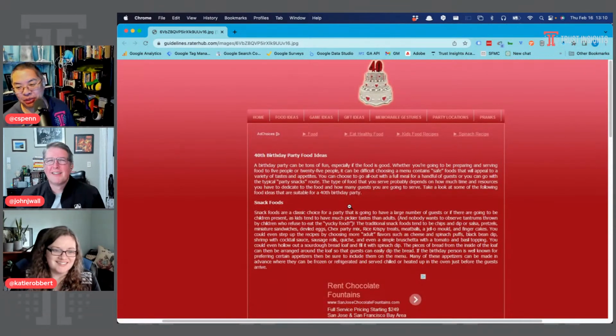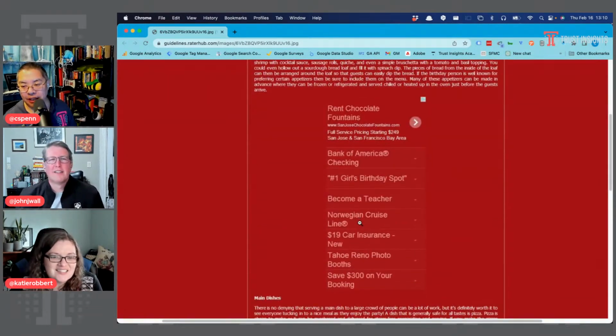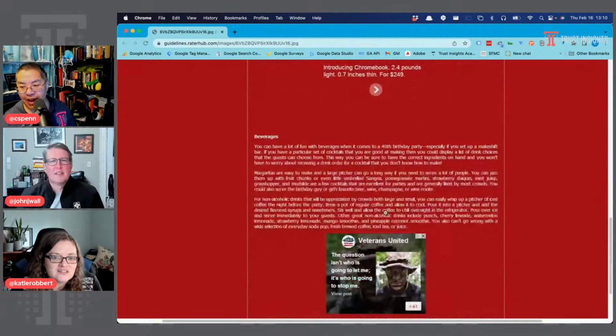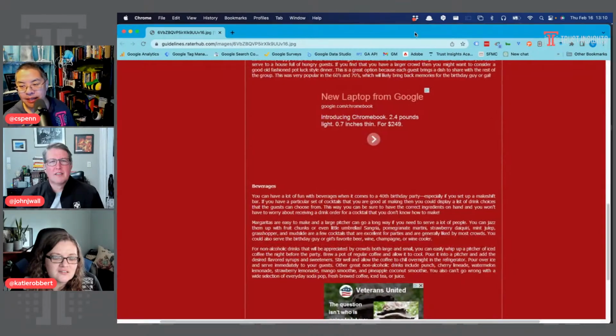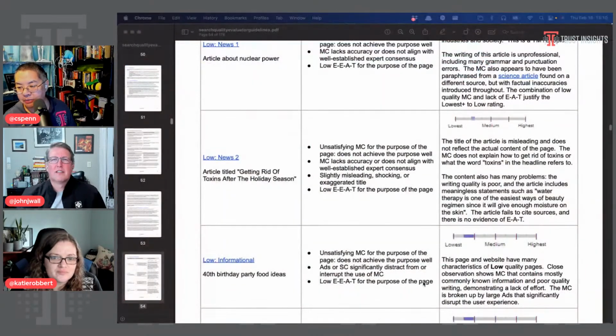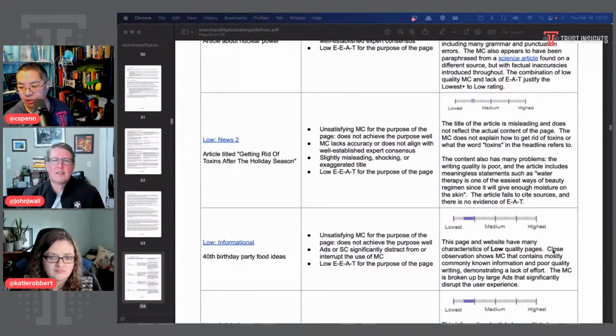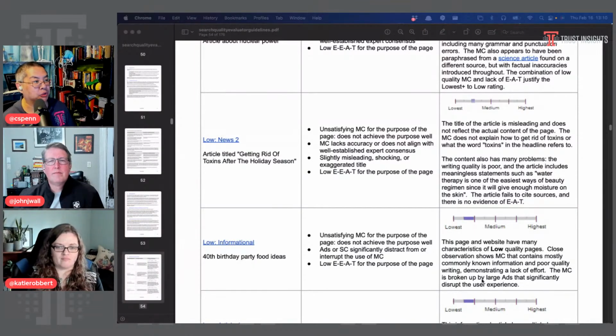The design itself is pretty horrendous. But this one is dinged because of the sheer number of ads going through it. So you can see here, this page and website have many characteristics of low quality. Close observation shows main content that contains mostly common information and poor writing quality, demonstrating a lack of effort. The content is broken up by large ads, which significantly disrupt the user experience.